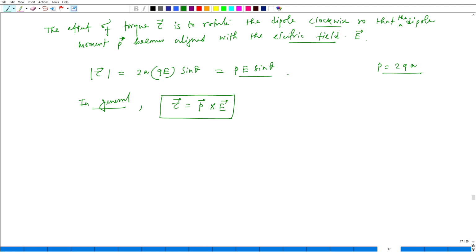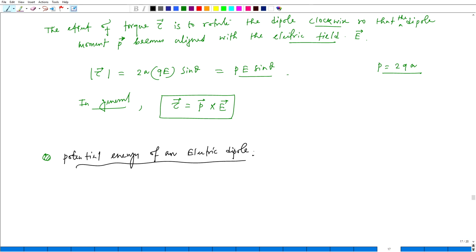This is the general expression of the torque when we place a dipole in an external uniform field. Now we calculate the potential energy of an electric dipole when the dipole is placed in an external uniform field E. So, the work done by the electric field to rotate the dipole by an angle theta.